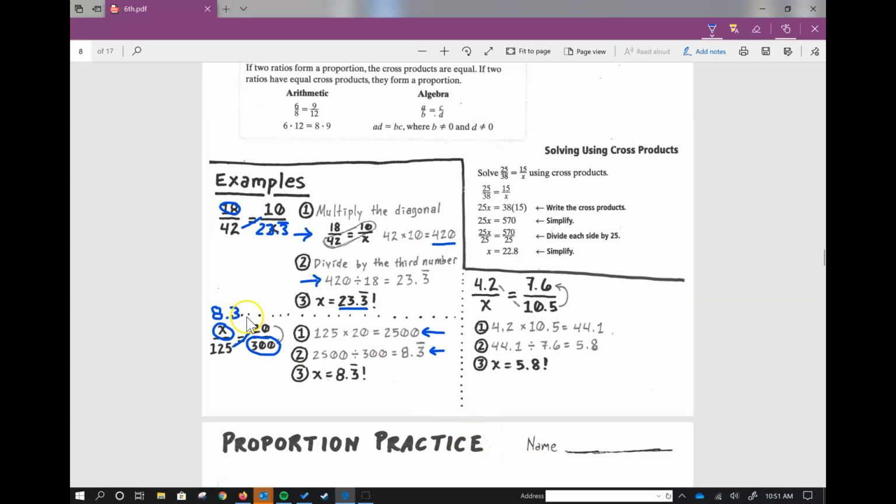And once again, there's a line on top of that 3. So technically, this is 8.33333333333 and on forever. This works with fractions too.